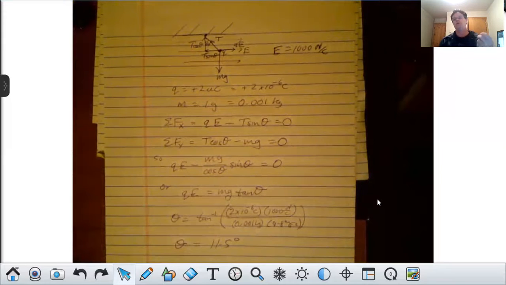We also talked about the source charges, which create the field. Now we've talked about the test charge, which experiences the force due to the field. Okay, so I will stop there and see you soon.